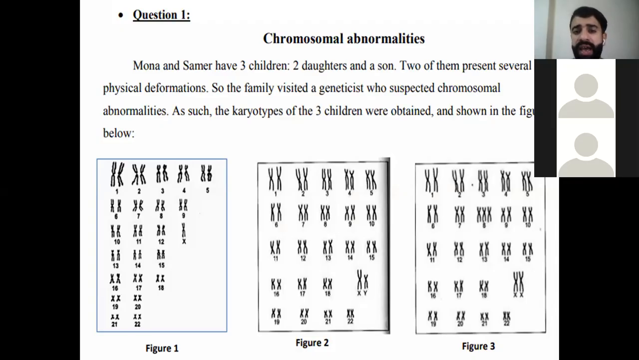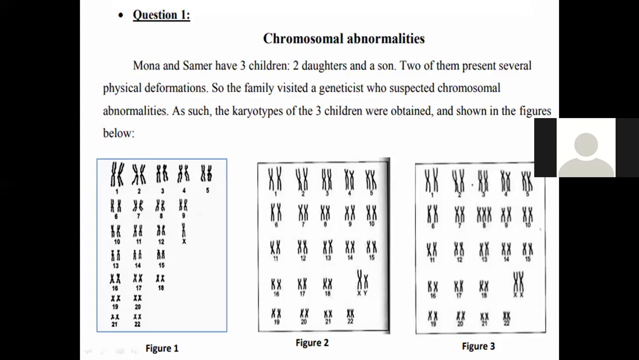So the family visited a geneticist who suspected chromosomal abnormalities. As such, the karyotypes of the 3 children were obtained and shown in the figures below. Here we have figure 1, figure 2, and figure 3. So here I need new voices.